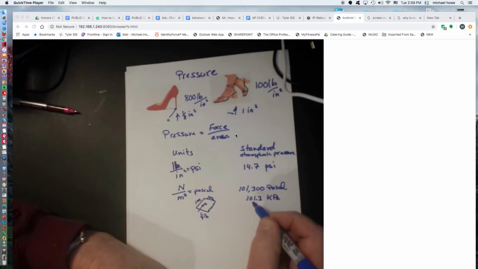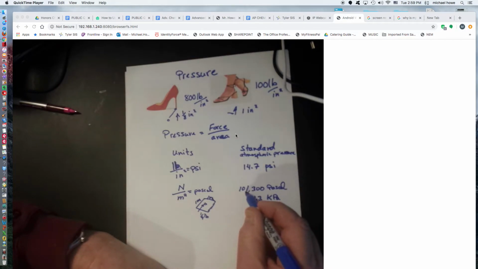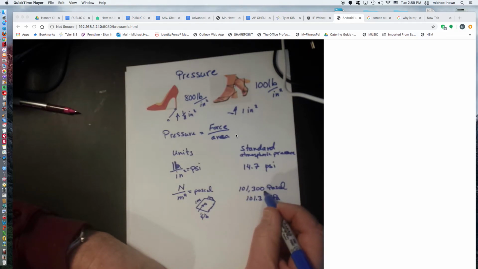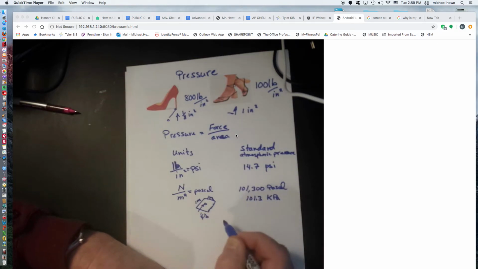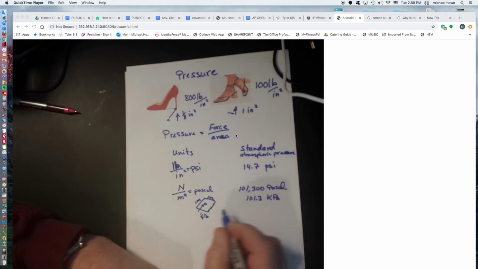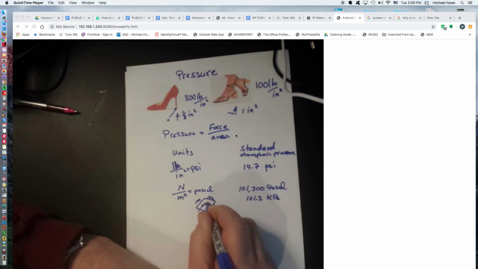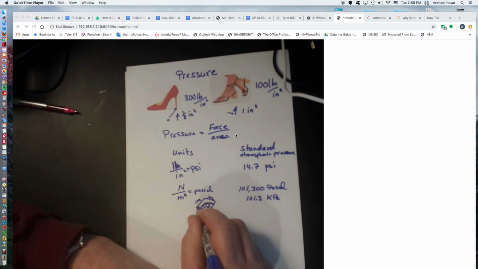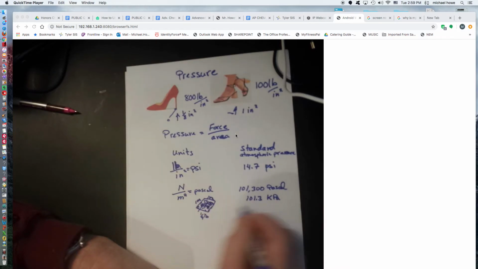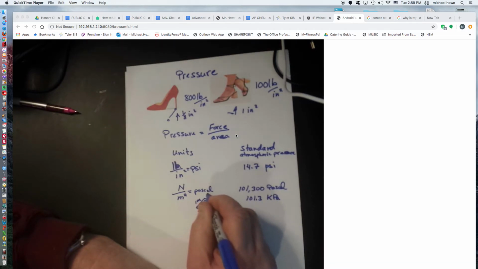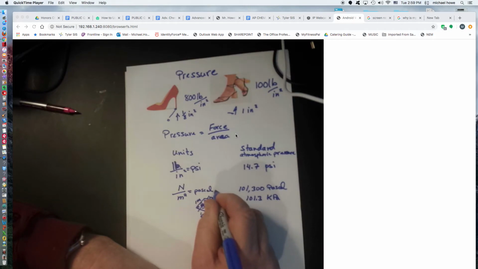Okay, so now normal atmospheric pressure would be 101,300 of these guys. But let's get a little better definition of what a kilopascal is. A kilo means 1,000. So if I have 1,000 quarter pounders sitting on a square meter, you get the idea. That would be a more significant amount of pressure. That'd be 1 kilopascal.